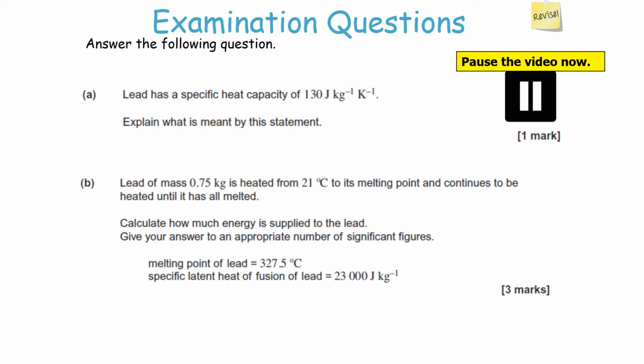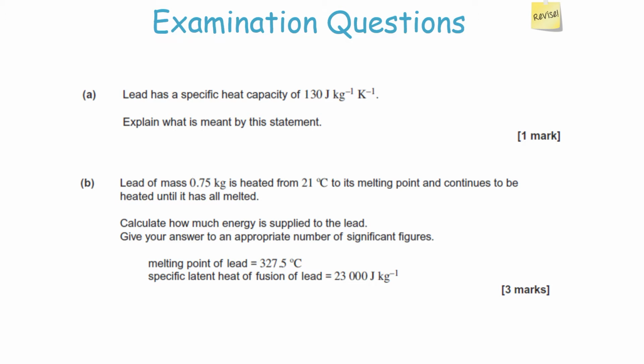So pause the video now and then unpause the video when you want to go through the answer to this question. Right, so it's very important that firstly you know the definition of specific heat capacity, but then also relate it to the actual question. So don't just give the general definition of specific heat capacity, but rather incorporate the fact that it's of lead and it's 130 joules per kilogram Kelvin.